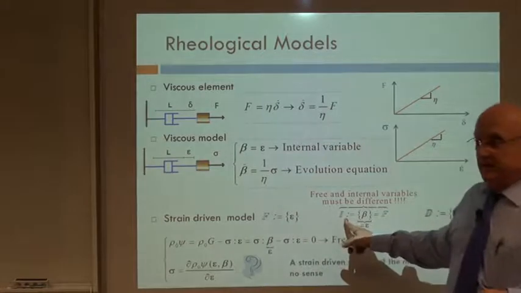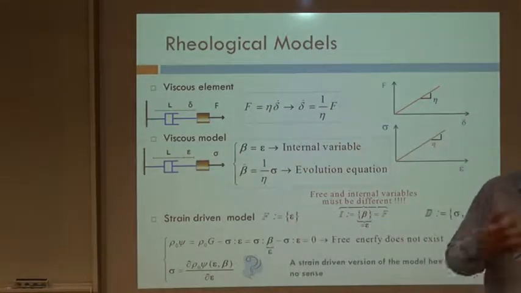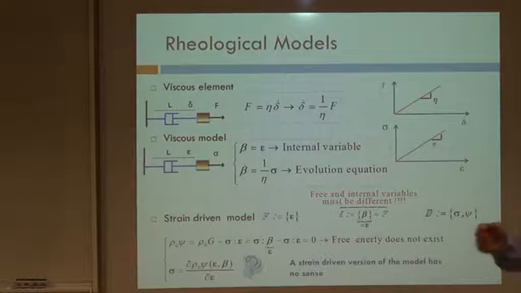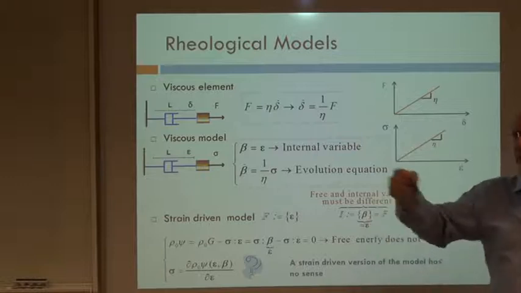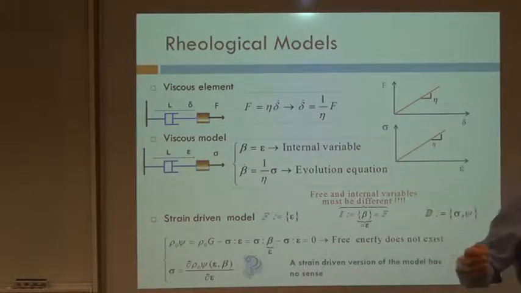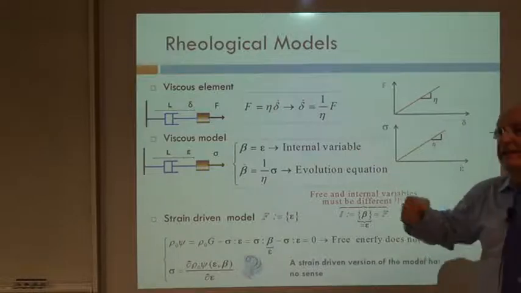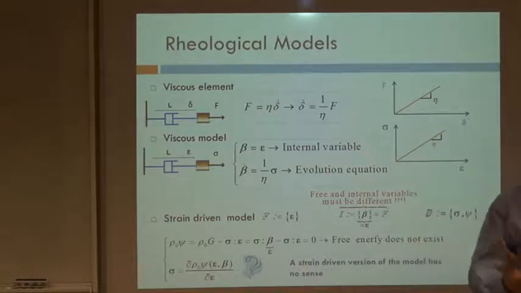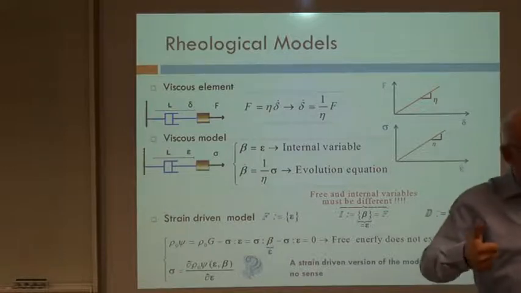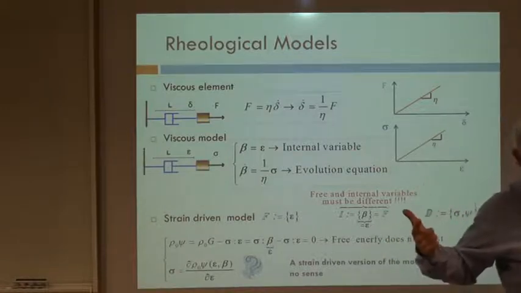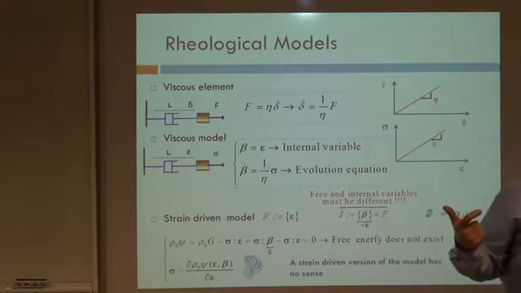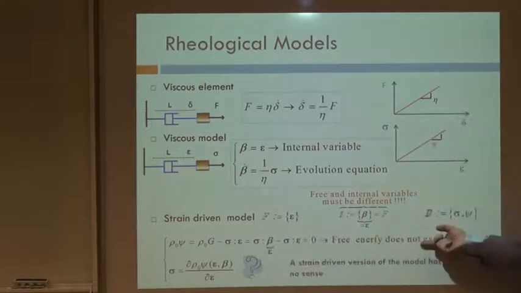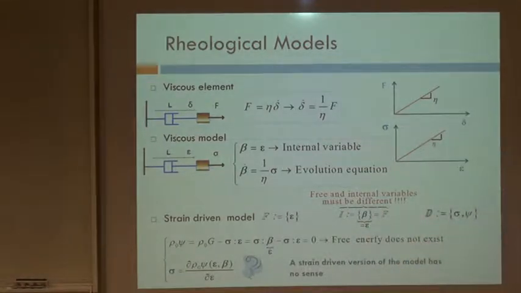The contradiction is here. The same variable cannot simultaneously be free, where epsilon can vary in any way, or internal. Why? Because the evolution of the internal variable is restricted. Restricted by what? By the evolution equation. So one variable cannot be at the same time free and internal, restricted. The evolution cannot be any and restricted. So the contradiction leads to the free energy in that model being 0. So nothing can be obtained.